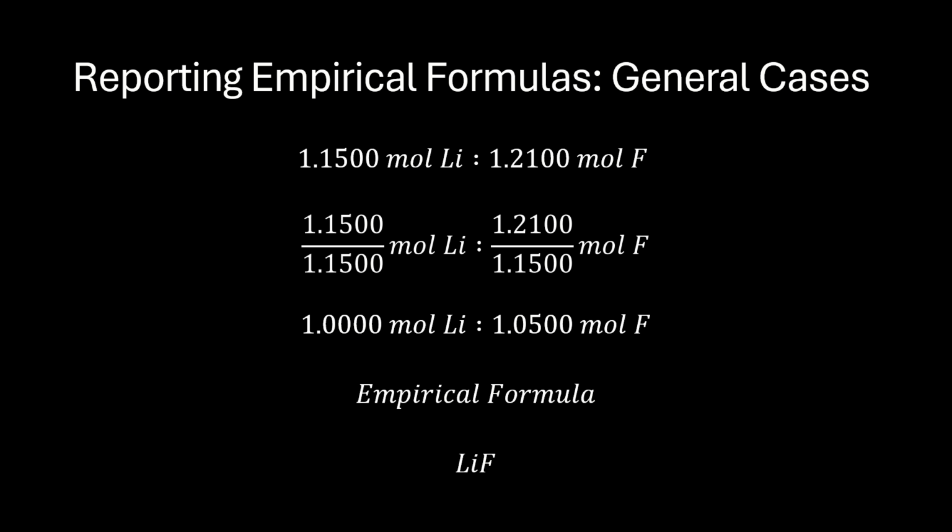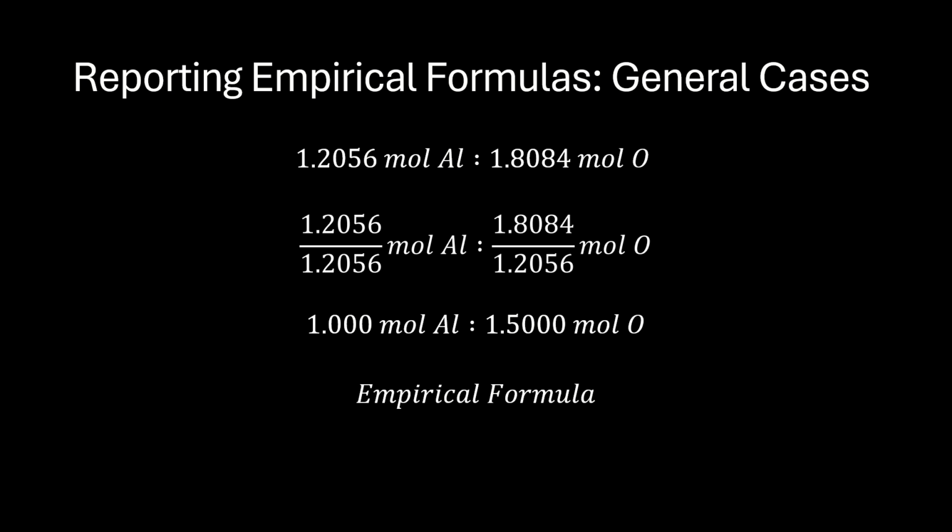That's the general case. Another general case is, let's say we had 1.2056 moles of aluminum and then 1.8084 moles of oxygen. And then as we divide both numbers by the lowest of those numbers, we have 1 mole of aluminum for every 1.5 moles of oxygen. Well, if you ever have a simplified ratio where one of those numbers ends in 0.5, then there's actually an additional step.